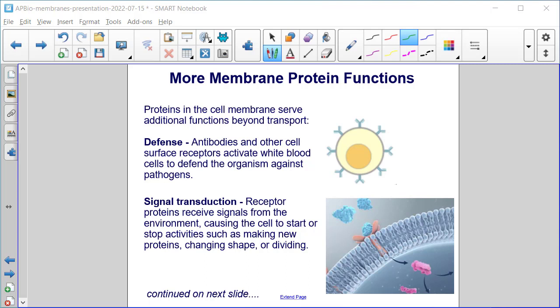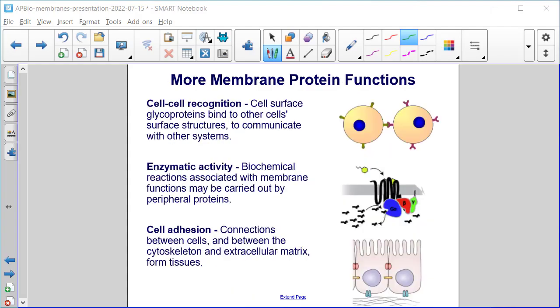More membrane protein functions. Proteins in the cell membrane serve additional functions beyond transport. Here are a couple. Defense. Antibodies and other cell surface receptors activate white blood cells to defend the organism against pathogens. Signal transduction. Receptor proteins receive signals from the environment, causing the cell to start or stop activities such as making new proteins, changing shape, or dividing.